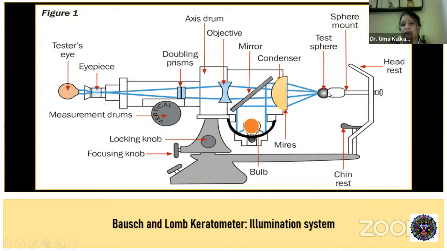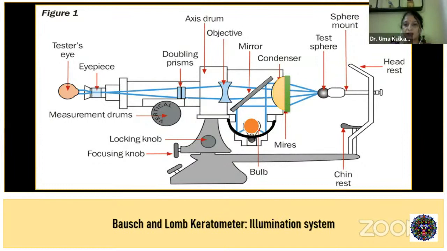This condensing lens, as you see, focuses these parallel rays of light at its focal point. And at this focal point is where the patient's eye is going to come. Between the condensing lens and the patient's eye, we need something more. And what do we require? An object. An object whose image can be formed on the cornea, by the cornea of the patient's eye. And that is here. These are called mirrors. So the mirrors are nothing but the objects whose image is formed on the cornea of the patient. And this image acts like an object for us to see and measure the radius of curvature of the cornea.